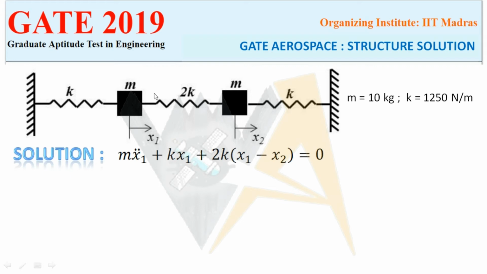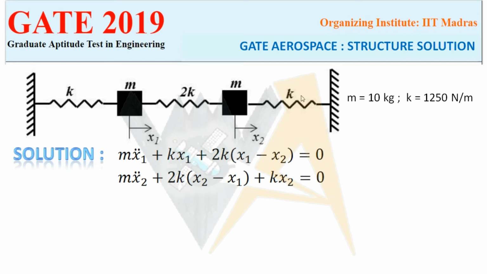Using this, first we will find the free body diagram of mass 1. When we draw the free body diagram of mass 1, we can write m x double dot 1 plus the force of this spring and then the force of this one. This spring is connected with two displacements, so when finding it with respect to mass 1, we write the displacement as x1 minus x2, which is equal to 0.